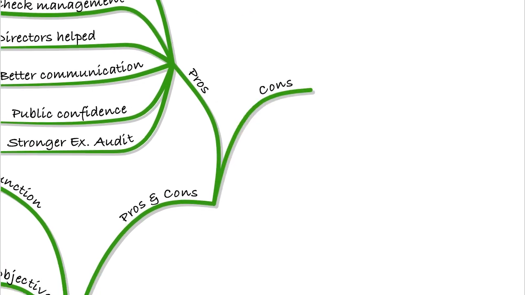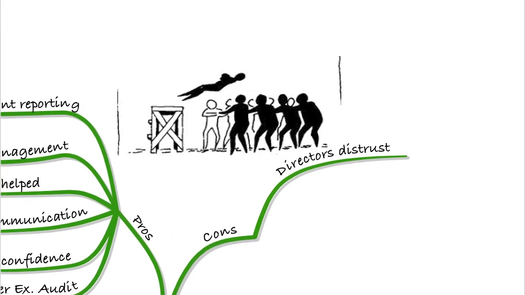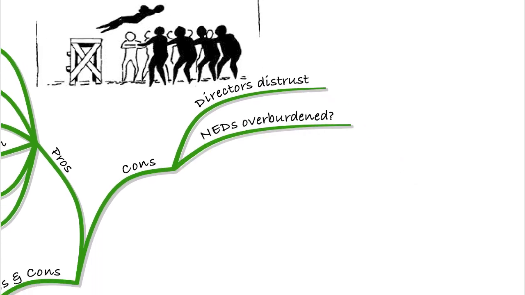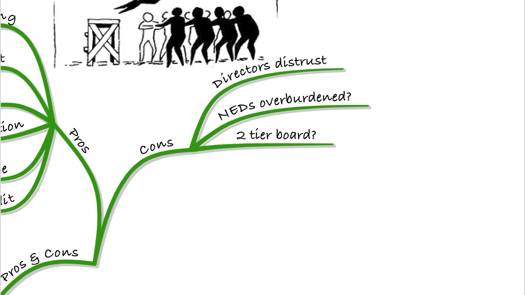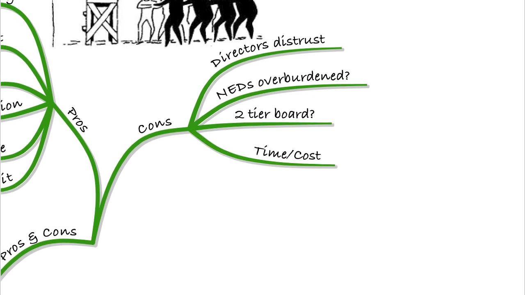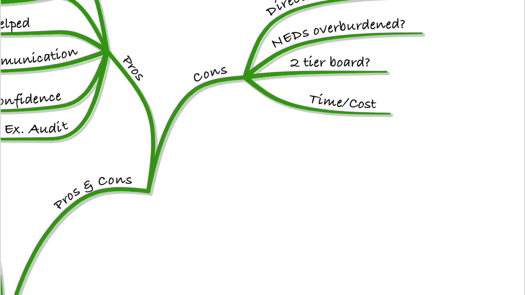On the downside, well, the directors may distrust the Audit Committee because they feel that maybe some of their power is being usurped. So the directors may distrust them. The non-executive directors may be overburdened. Remember, they don't work in the business, so you don't want to put too much onto them because they may not be able to do all of the work. It also can lead to a 2-tier board. And we looked at time and cost. Remember, that's a big problem when it comes to audit committees.